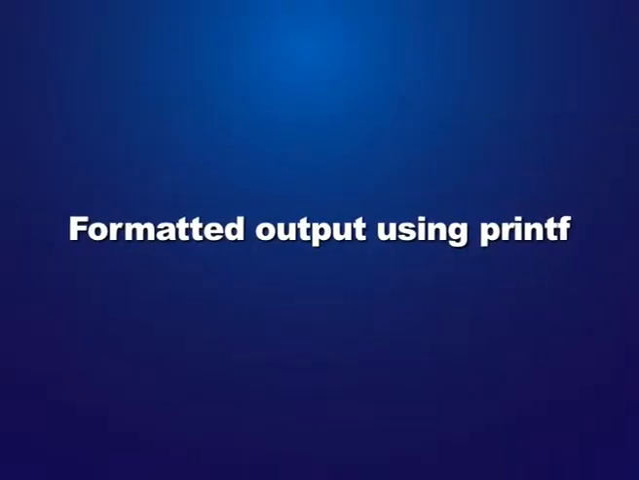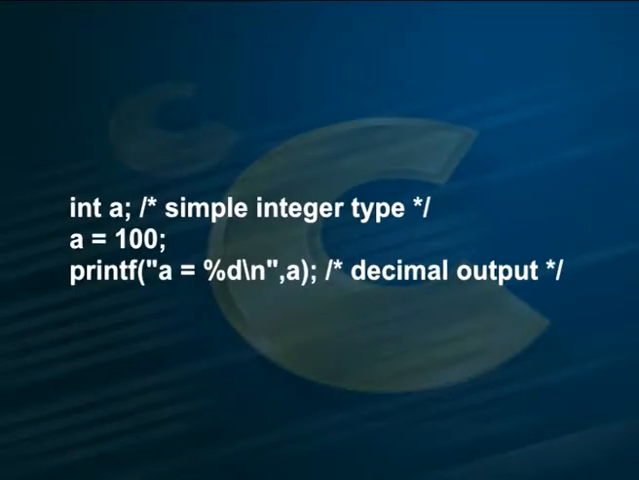Formatted output using printf. In many programs, we need to output numbers, character strings and many other kinds of data. Such output is called formatted output, and we have already come across a powerful function that handles such outputs. It is called printf. Let us see an example: int a = 100; printf("a = %d\n", a). We have seen this kind of output statement before.